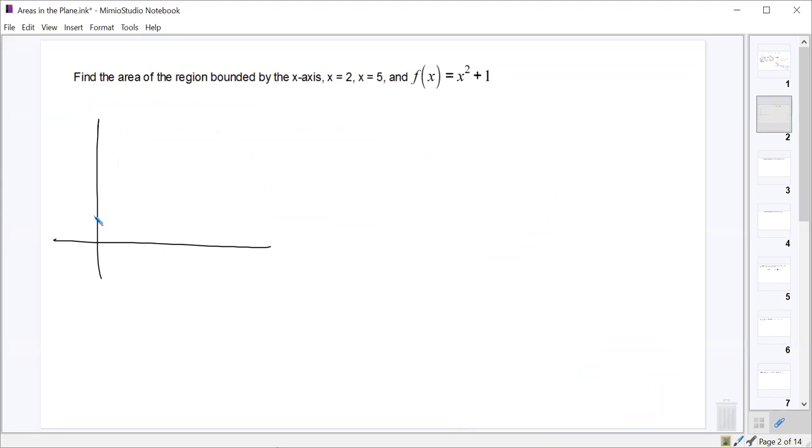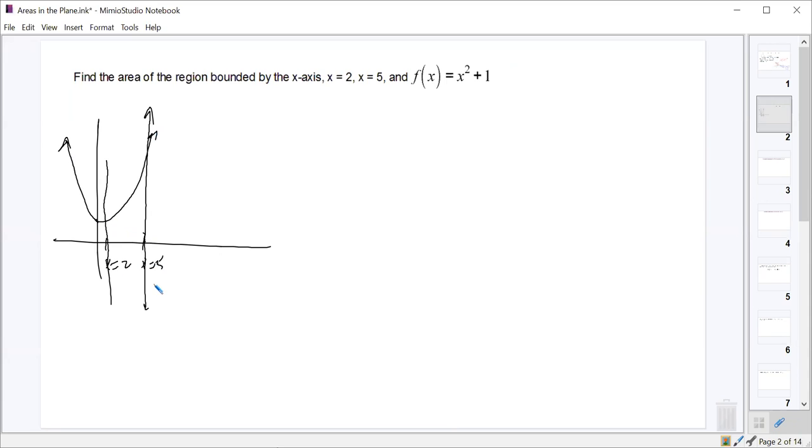Okay, here is x squared plus 1. There's my parabola. It looks okay. And I guess I didn't do a great job there. It should probably be a little more symmetric, but that's fine. Here's x equals 2. And here is x equals 5.